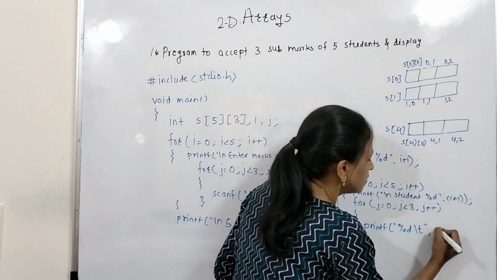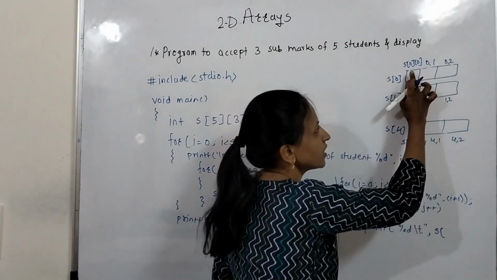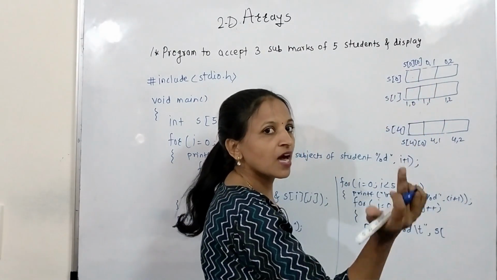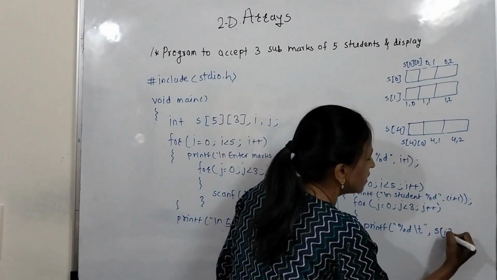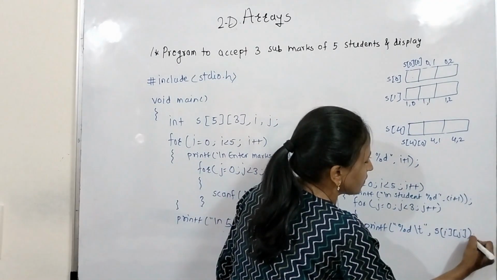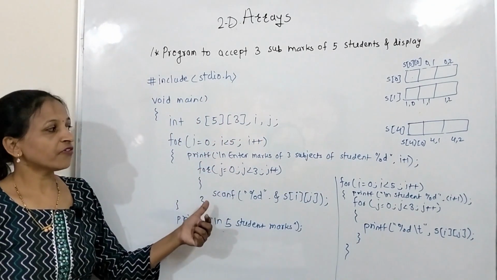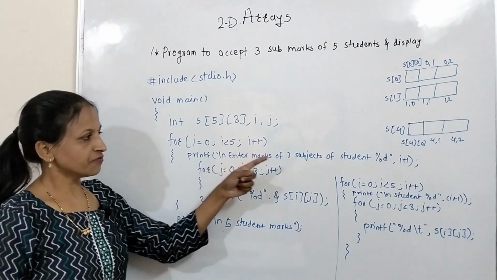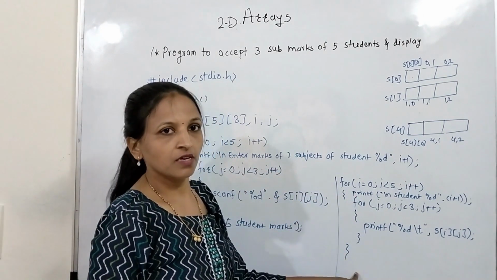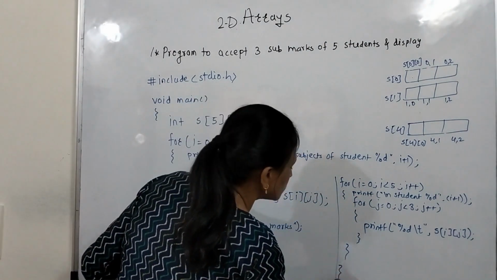Here what is the array element? This one we can access with 0, 0, that is nothing but i, j. s of i, j, in this way. That's it. In this way we can accept 5 student marks in 3 different subjects and we can display. Okay, now here close the main.